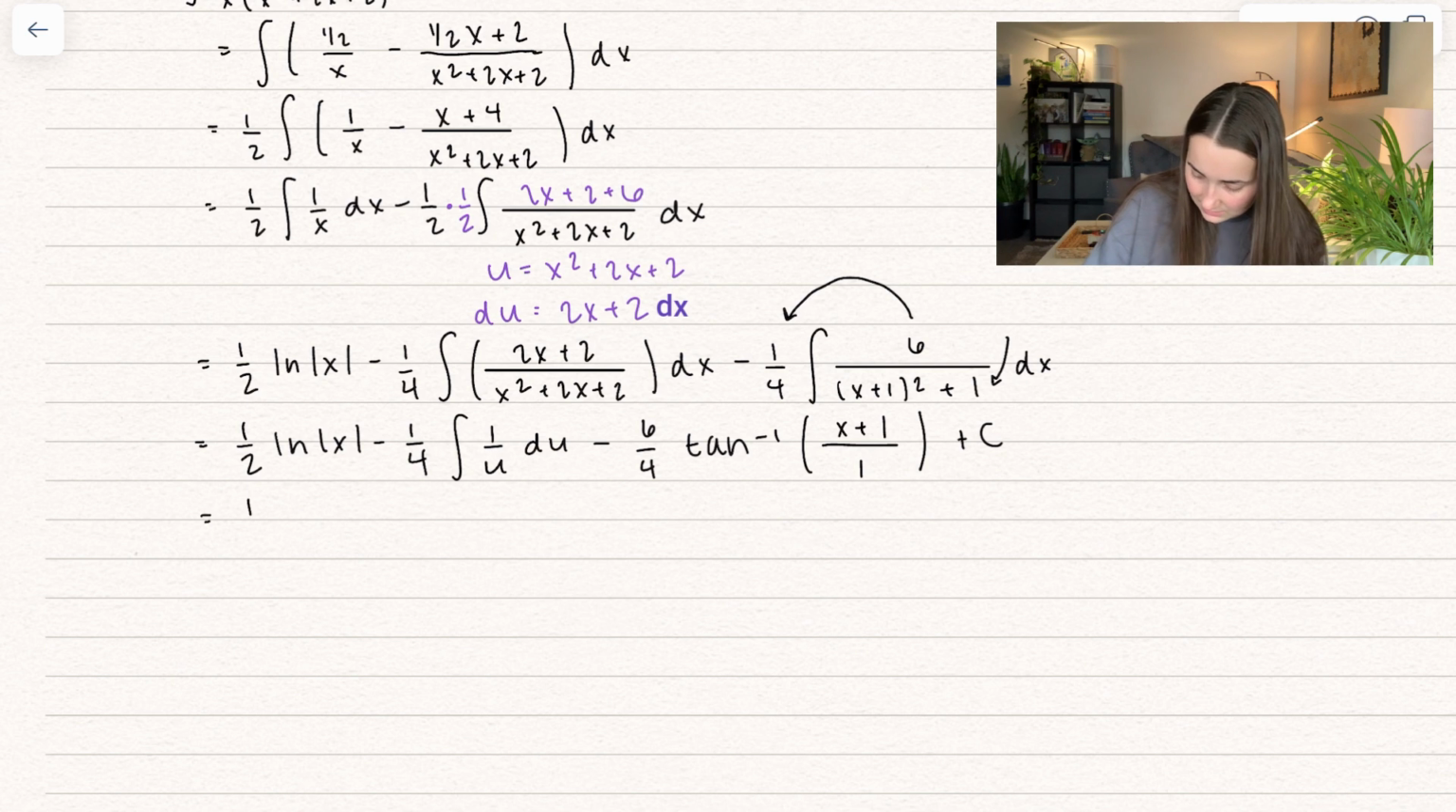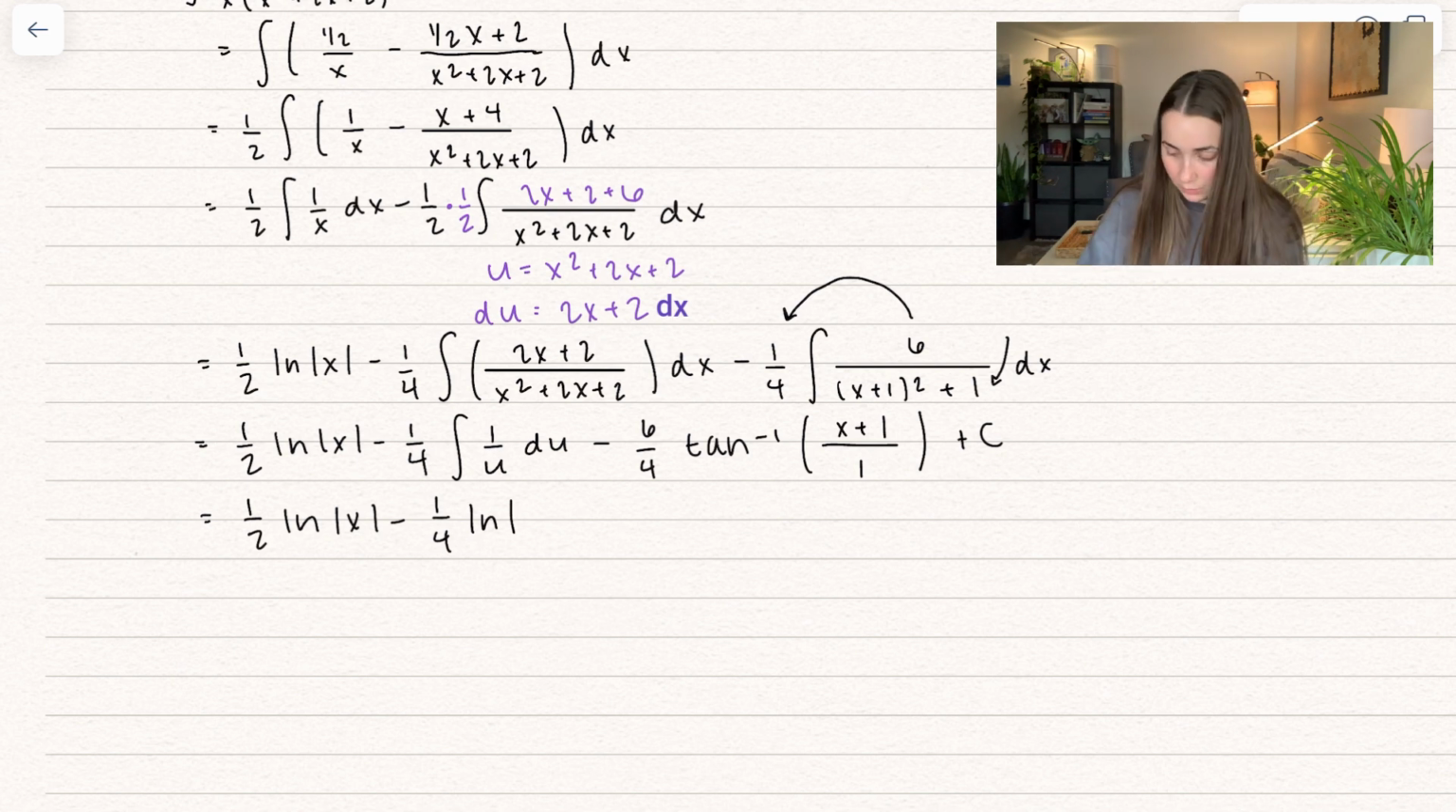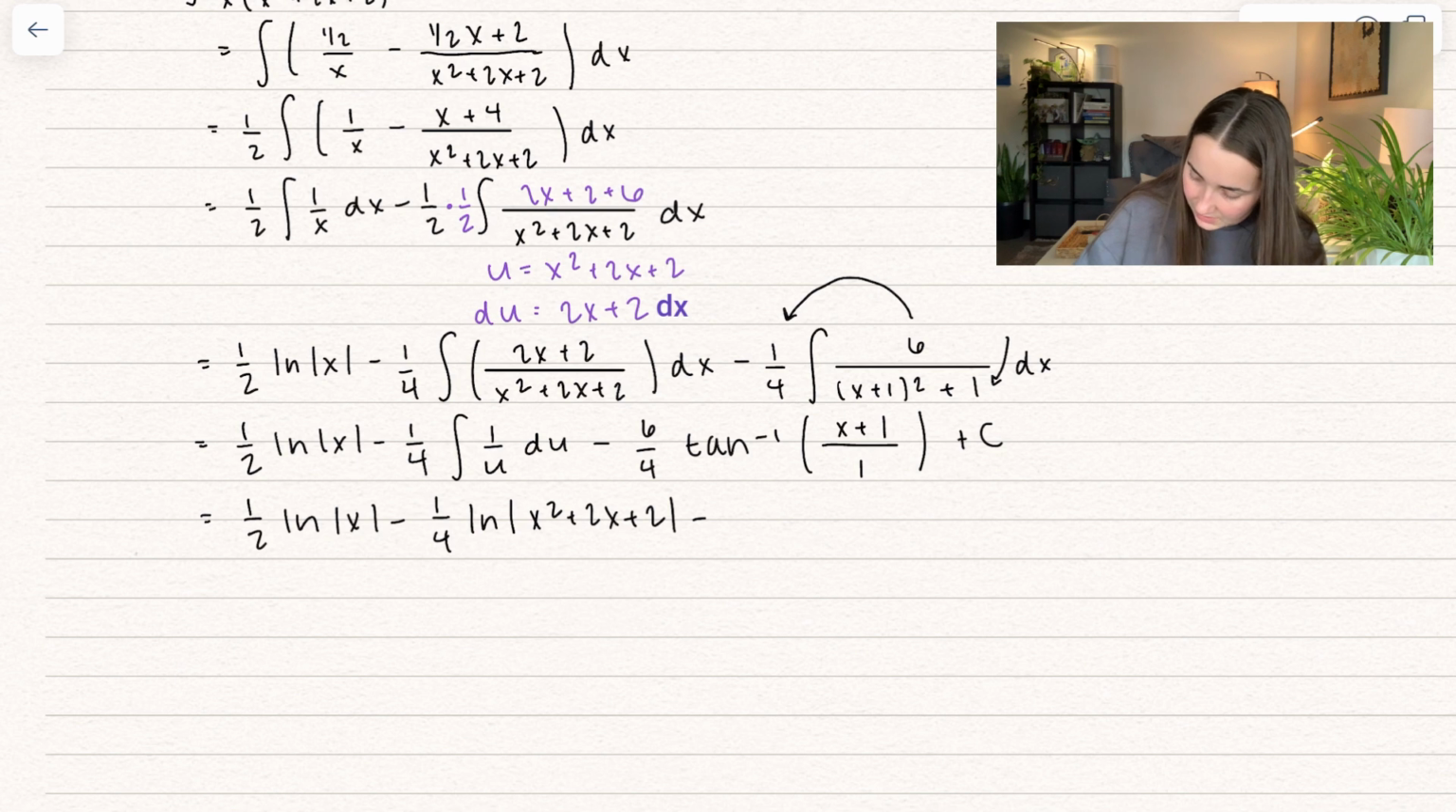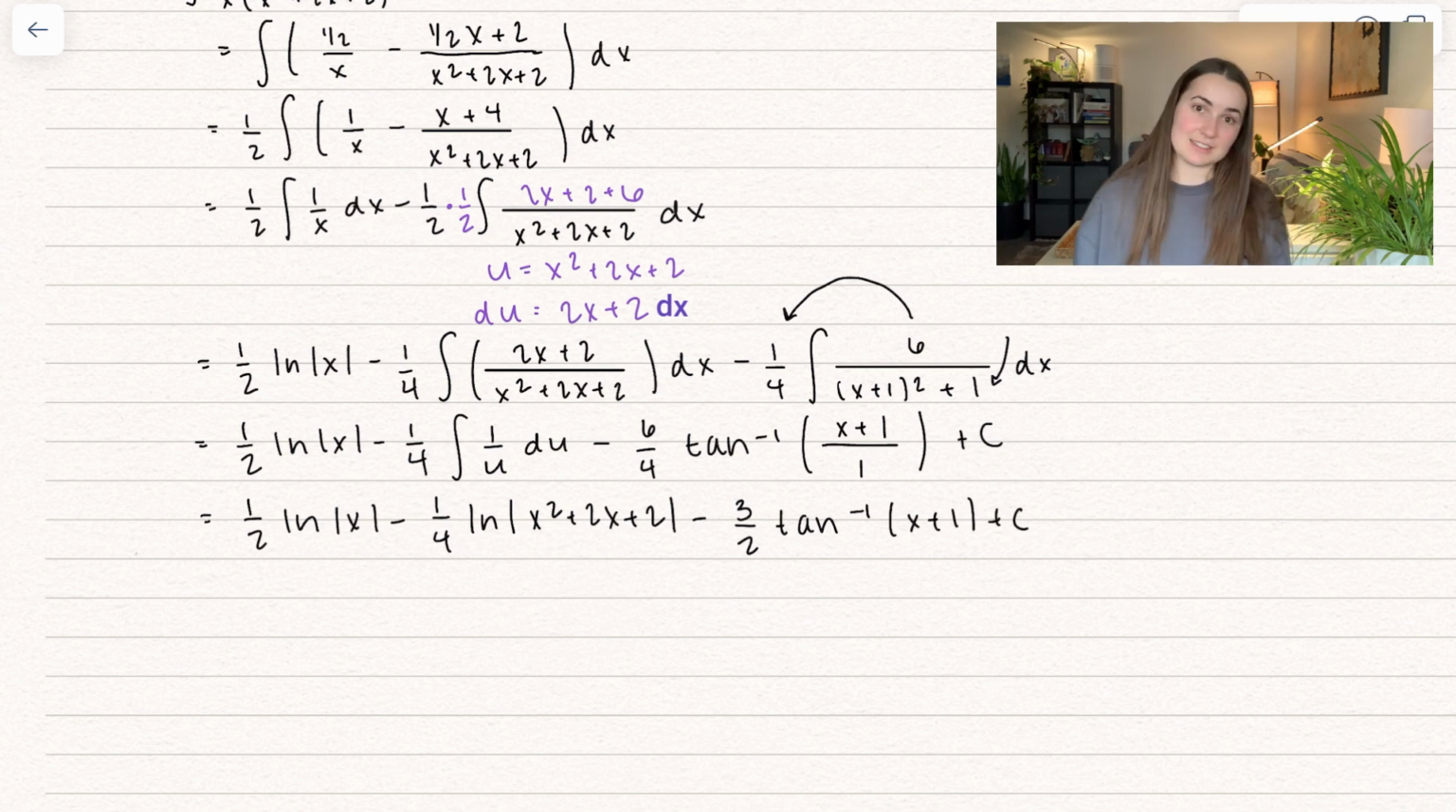We are not done here. We've got to keep going. Natural log of x minus, that's going to be 1/4 natural log of u. But I'm going to fill in what u is real quick. x squared plus 2x plus 2. Minus 6 over 4, which is equal to 3/2 inverse tangent of x plus 1 plus c. And that right there is our solution.